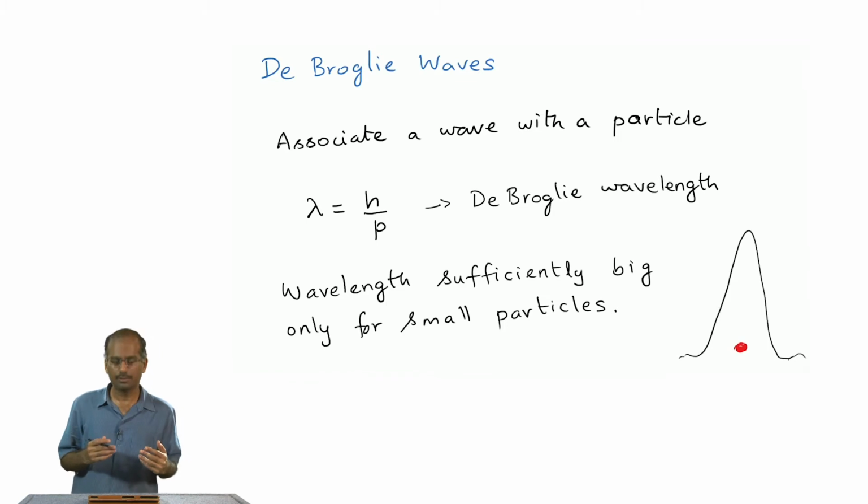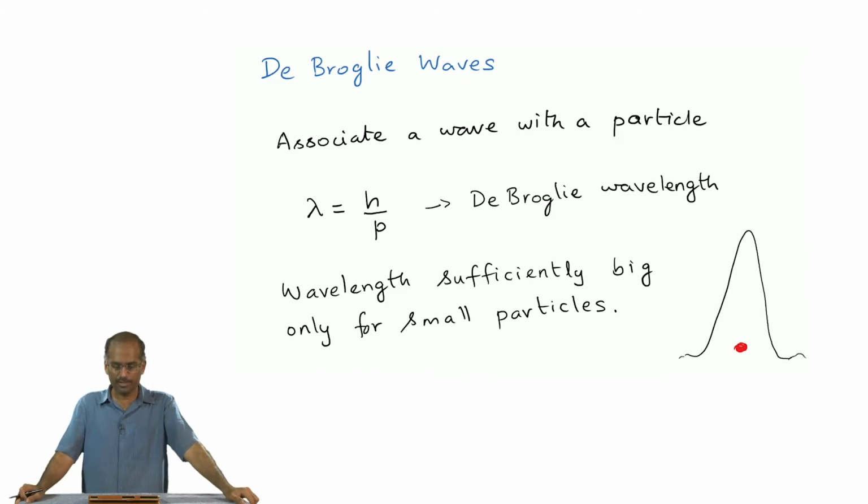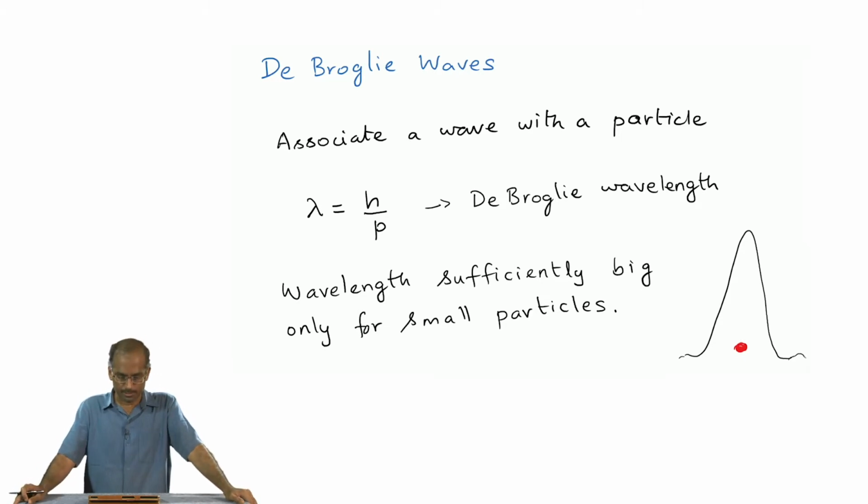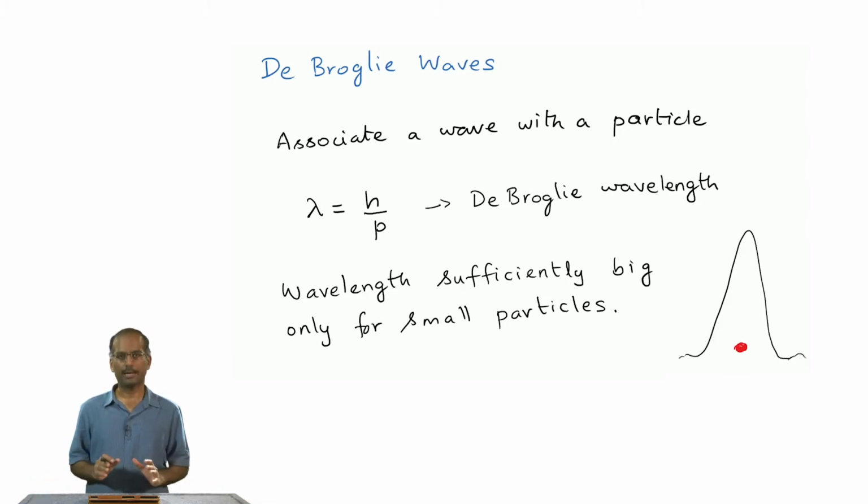Even though you are able to ascribe wave nature to a particle, because of this particular formula that de Broglie introduced, lambda is equal to h by p, it is only when p is sufficiently small that lambda becomes reasonably observable.